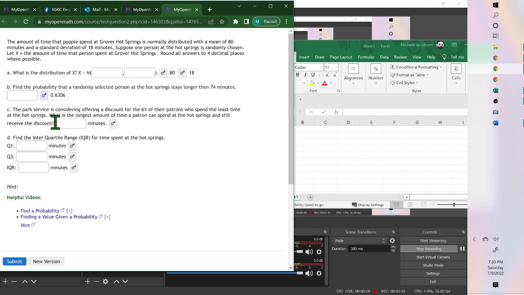Part C. A park service is considering offering a discount for the 6% of their patrons who spend the least time at the hot spring. What is the longest amount of time a patron can spend at the hot spring and still receive a discount? So we want below 6%.